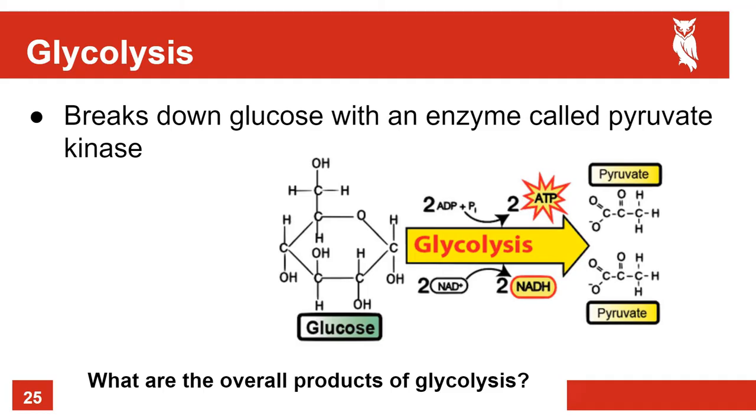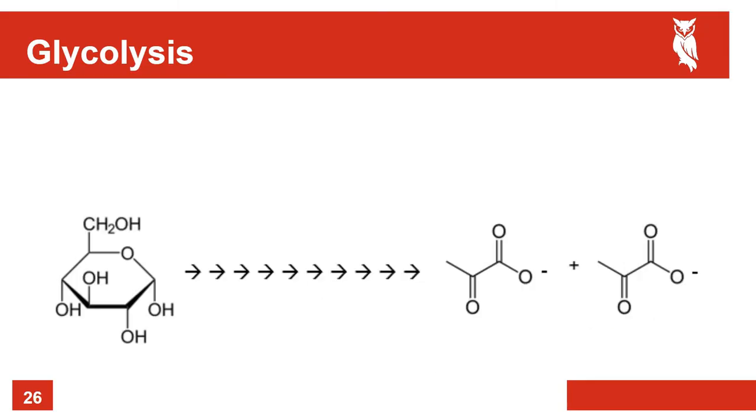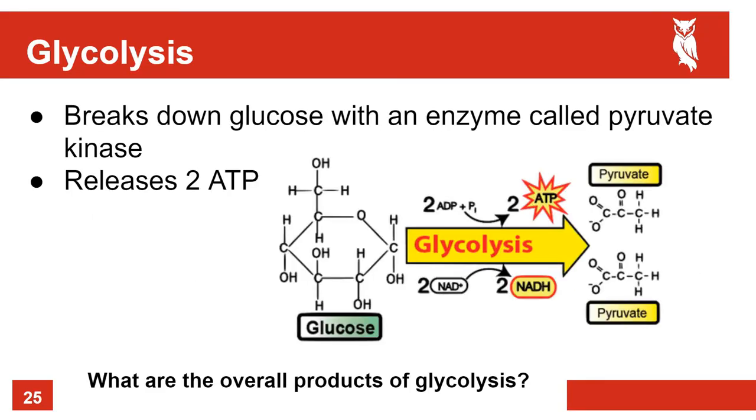It breaks down glucose with an enzyme called pyruvate kinase. It's going to release 2 ATP and 2 NADH. So we talked about that main question for the section. What are the products? We make 2 ATP, 2 NADH, and 2 pyruvates. Why do you think ATP is important? Yeah, short-term energy. That's the goal of cellular respiration, is to make energy.